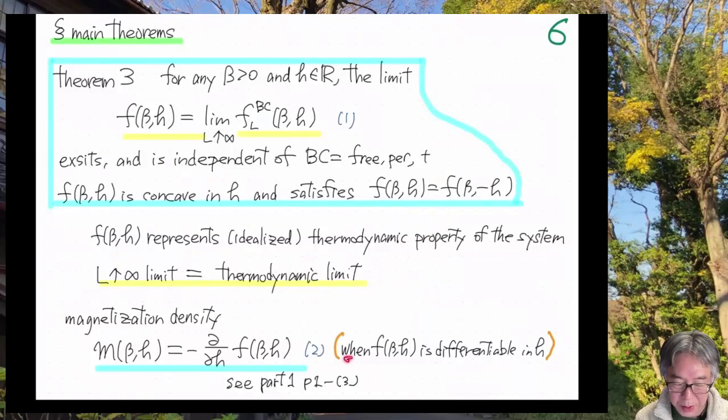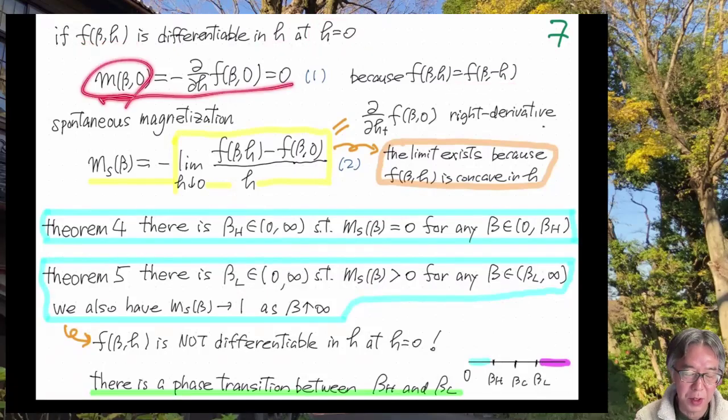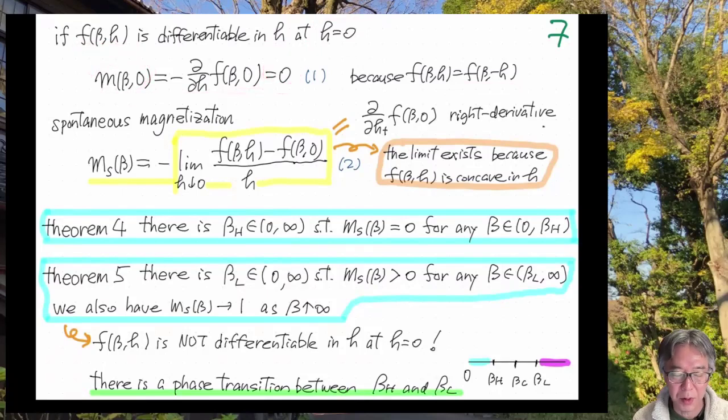But of course this is when F is differentiable in H. And of course, as I said before, sometimes F is not differentiable. So when F is differentiable in H at H equals 0, then this means that it's an even function. So you automatically see that this magnetization density is vanishing. It's 0. But sometimes F is not differentiable, so we define the spontaneous magnetization.